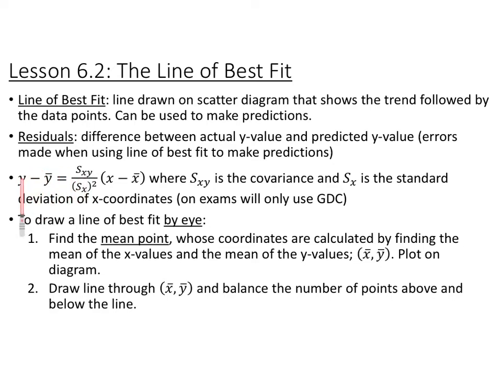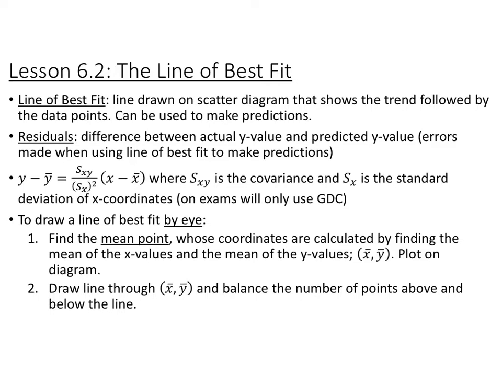By hand, the way you would calculate your line of best fit is y minus y bar, remember this bar notation means the mean of the y coordinate, is equal to your slope, which is s sub xy, the covariance of x and y, divided by s sub x squared, the variance, which is your standard deviation of x squared, times x minus x bar, the mean x coordinate. This is if you're doing it by hand. In this class, you'll always be using a graphing calculator unless you're working on your internal assessment. But this is how you would calculate your line of best fit by hand.